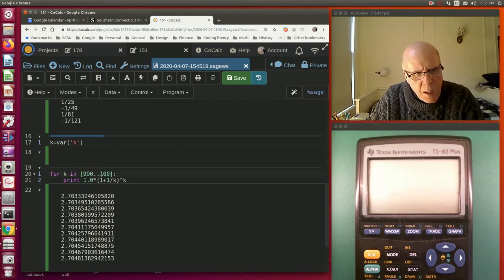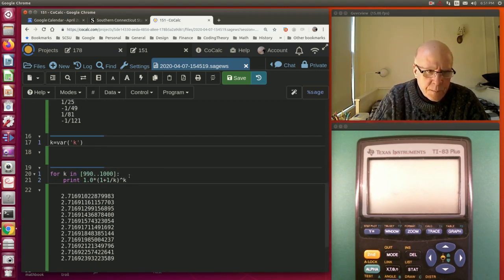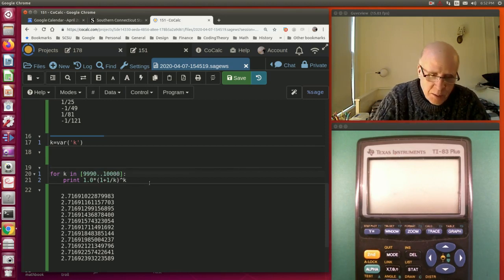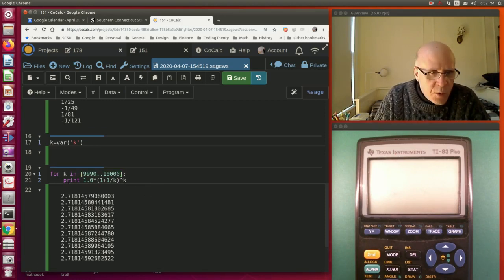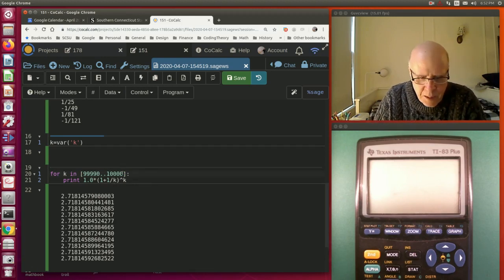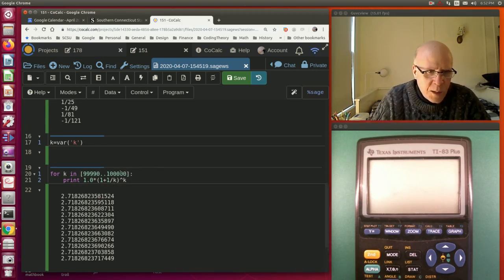It seems to be, reasonably. How about 990 up to 1,000? 2.717. Well, I claimed before that this was e. Is it starting to sound like e? 2.718? Not that close yet, really. If I take this out another power of 10, there's 2.718, but still not that close to it. Keep throwing out powers of 10.